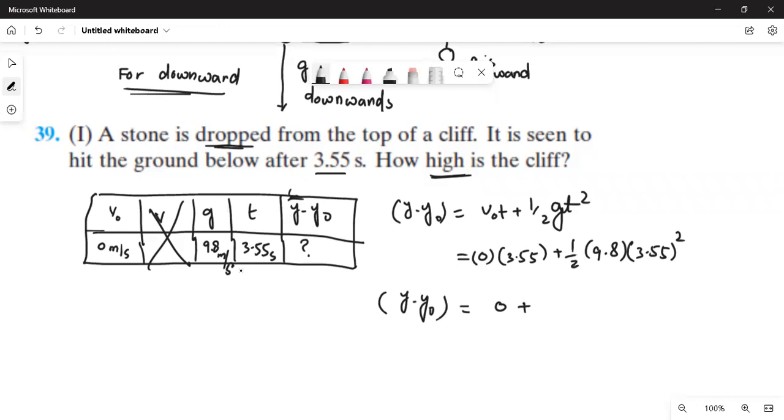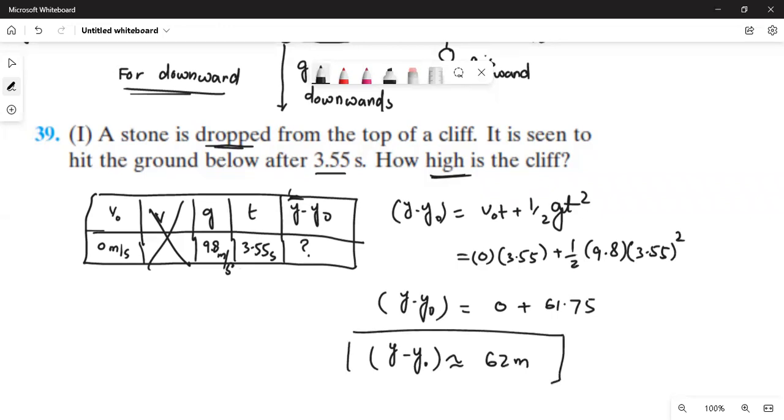How much? 61.75. So we can say the height of the cliff is approximately 62 meters. So in two significant figures, we wrote it as 62 meters. So this was very easy.